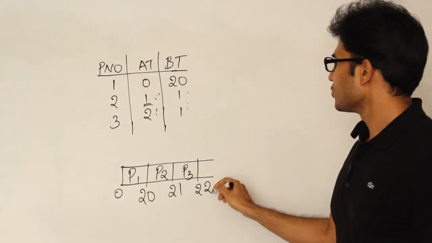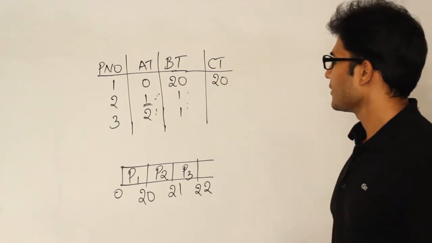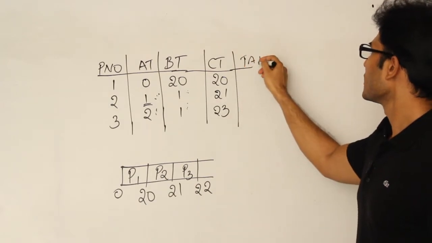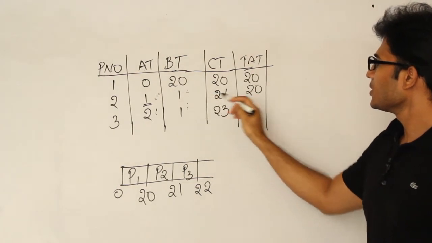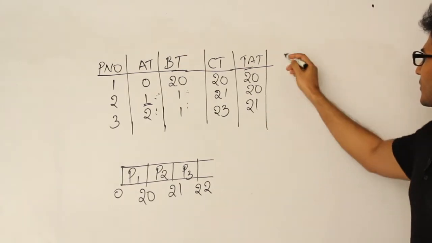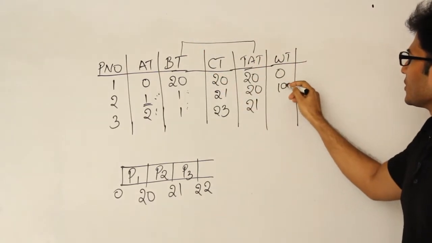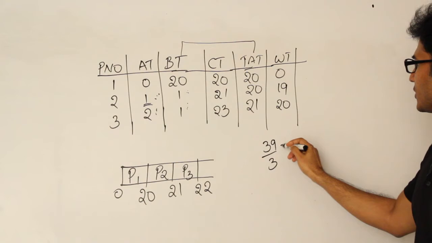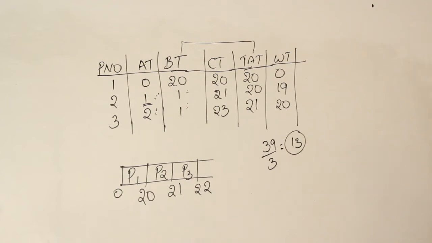If you watch it, the completion time of P1 is 20, P2 is 21, and P3 is 22. The turnaround time is the difference between completion time and arrival time, and the waiting time is the difference between turnaround time and burst time: 0, 19 and 20. Therefore the average waiting time here is 39 divided by 3, which is 13.